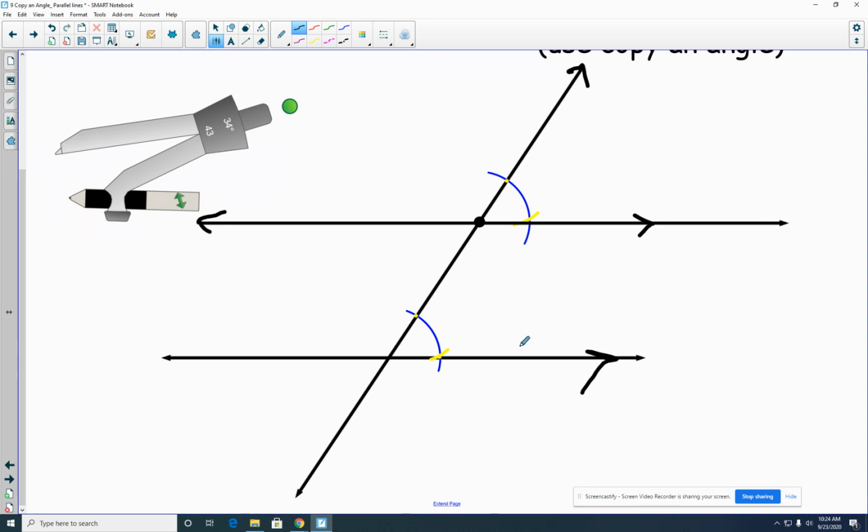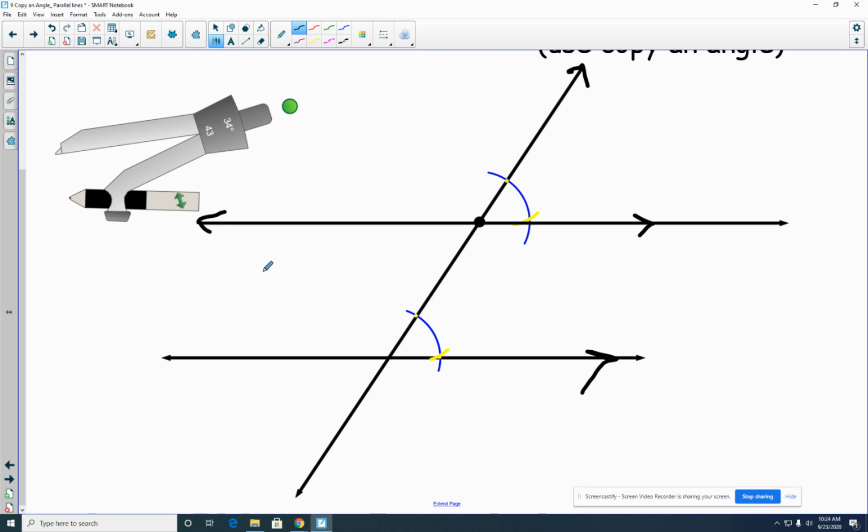Later in this unit, we'll talk about why these lines are parallel. This justifies that the corresponding angles are congruent. Again, this will be later in our class, but we will come back to this construction later on.